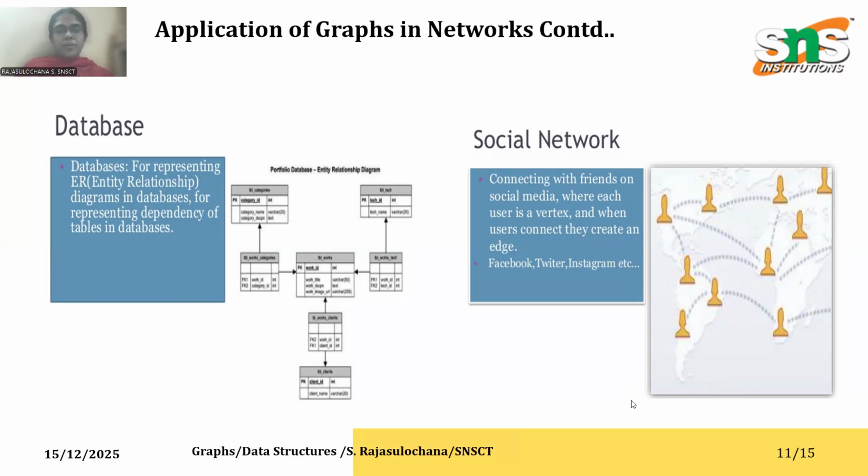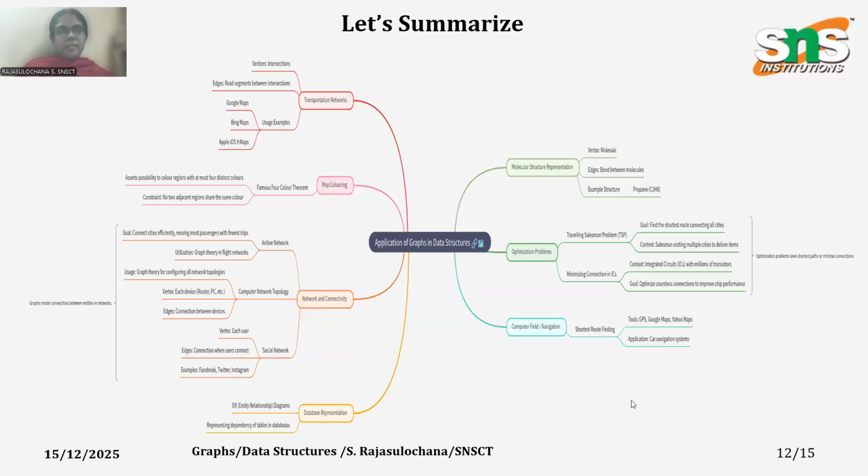And in case of social networks, it is used for establishing the connection between friends, where each user is considered as a vertex, and when a particular user connects, they create an edge. So social media such as Facebook, Instagram, Twitter, LinkedIn all make use of graph data structure.